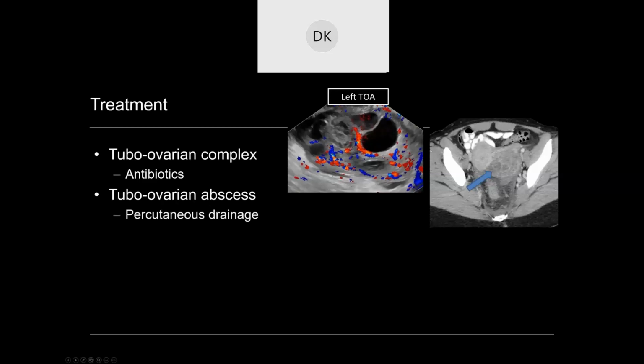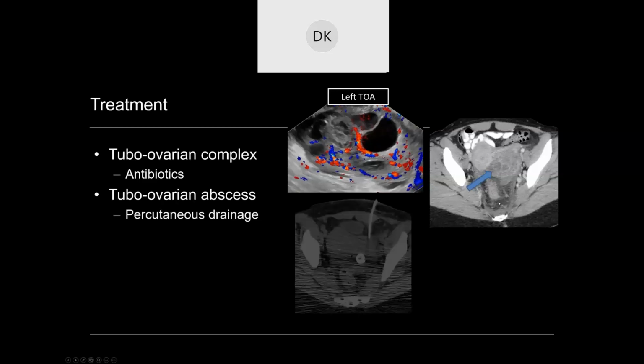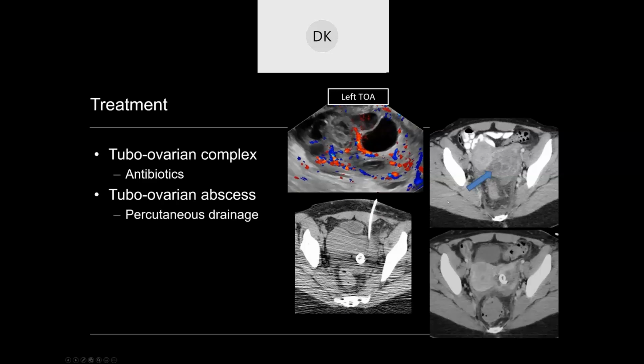We don't see any normal ovarian architecture. It's very hyperemic. On CT, it's this area here with a lot of stranding in the pelvis. This patient underwent percutaneous drainage, and on the follow-up, it's decreased quite a bit. And then if that doesn't work, the patient actually may need surgery, salpingectomy, and a pelvic washout.